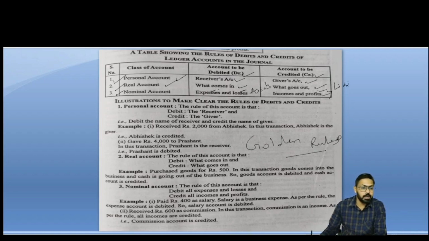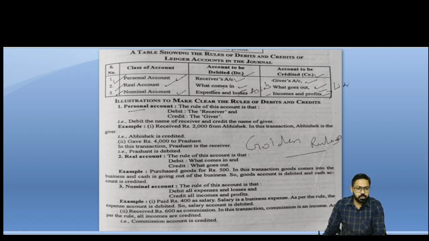Let us repeat it: personal account, real and nominal account. Personal account: the receiver is debited, the giver is credited. Real account: what comes in the business is debited, what goes out from the business is credited. And nominal account: expenses, losses and assets are debited; income, profit and liabilities are credited. Okay, so if you want to know more about it, there are some examples.